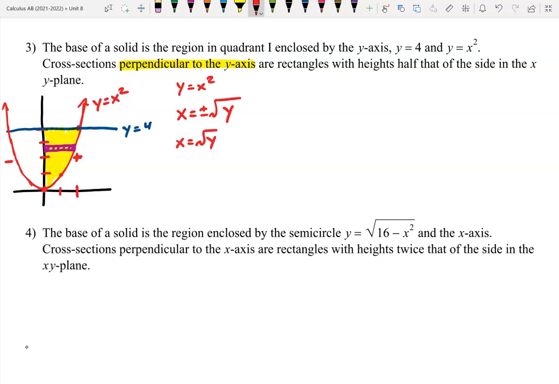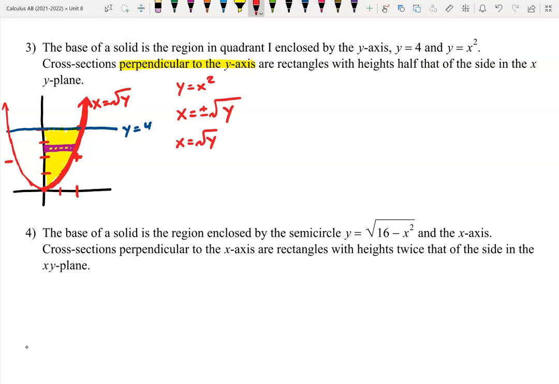So I'm going to change this and say x is equal to square root of y. So in this case, I'm going to bold this one so we know we're only looking at this side. That's the only one that we are concerned with. All right, now let's go on.